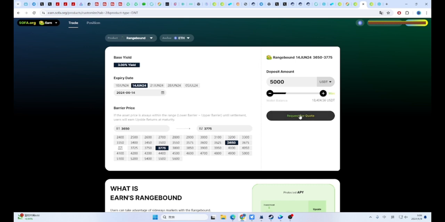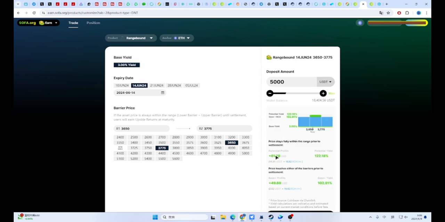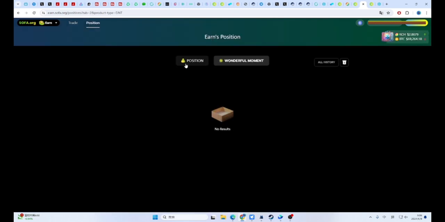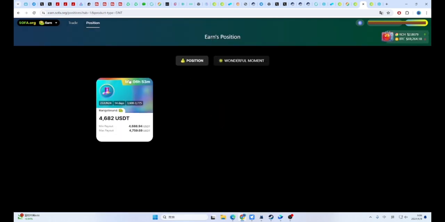And this way, you can directly place a bet and earn. The current base interest rate is 3%. The primary purpose of our interaction here is still to earn RCH. Once you complete the transaction, it will appear in the position section. As you can see here, I previously bought a 14-day term without much experience, so I now recommend shorter terms.